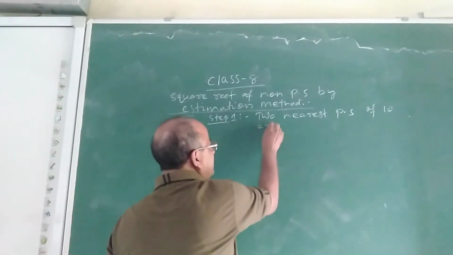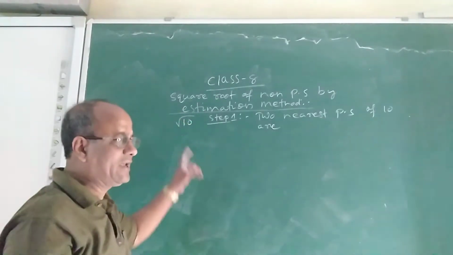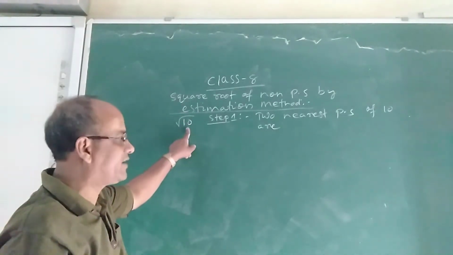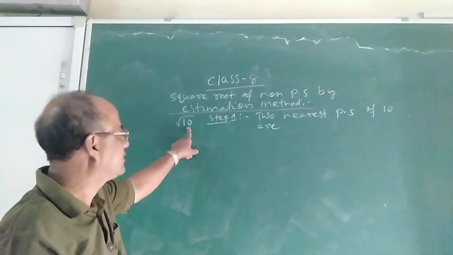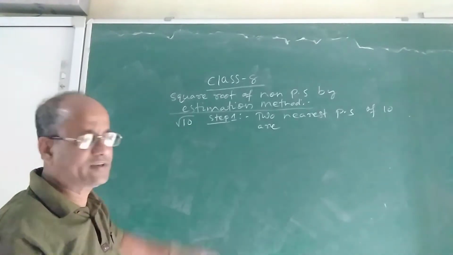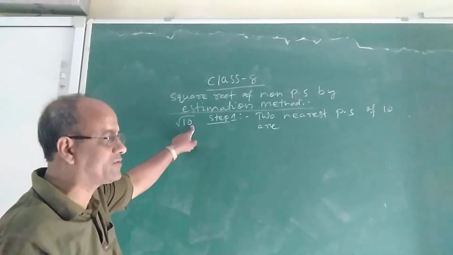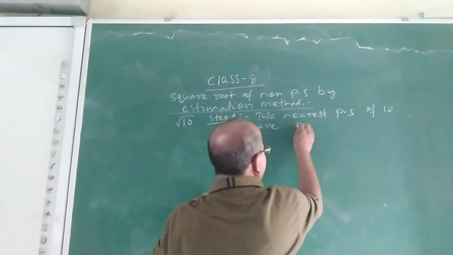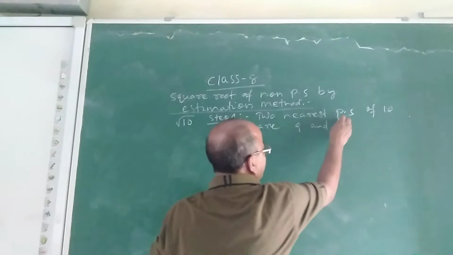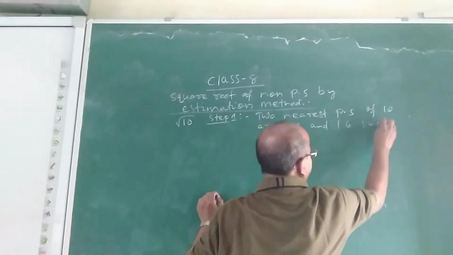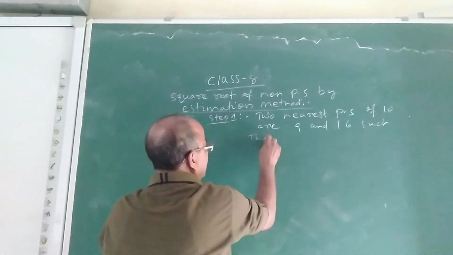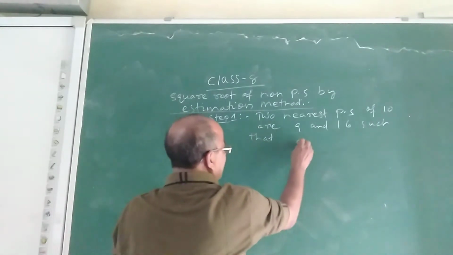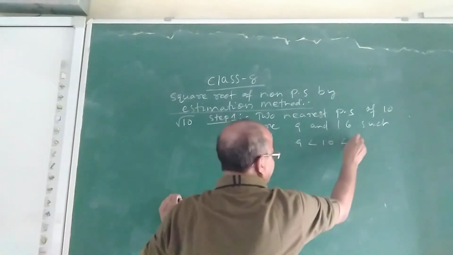What are the two nearest perfect squares? Clearly 9 is a perfect square. 9 is nearest to 10 and it is a perfect square. Similarly 16 is also a perfect square and it is nearest to 10. So the two nearest perfect squares of 10 are 9 and 16, such that 9 is less than 10, less than 16.